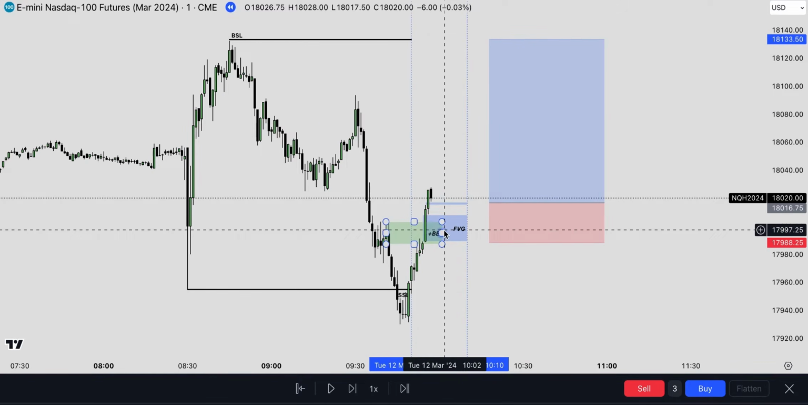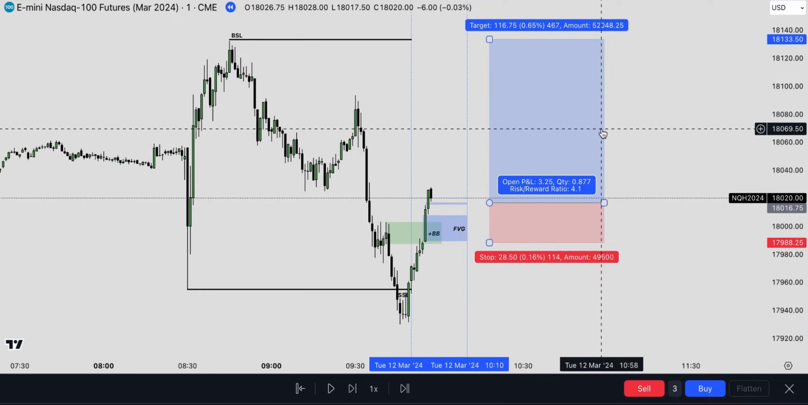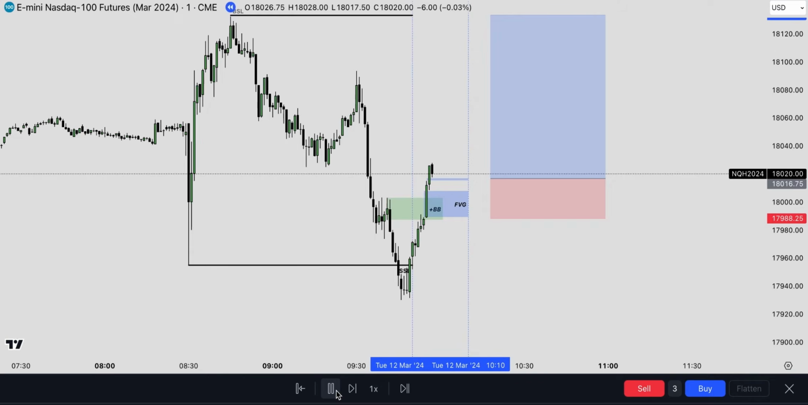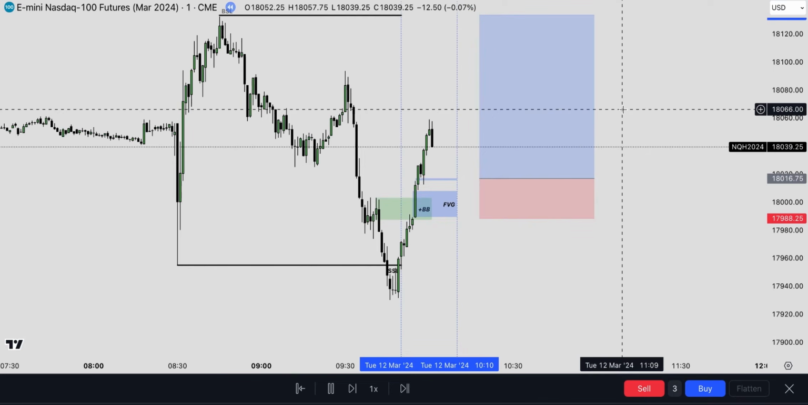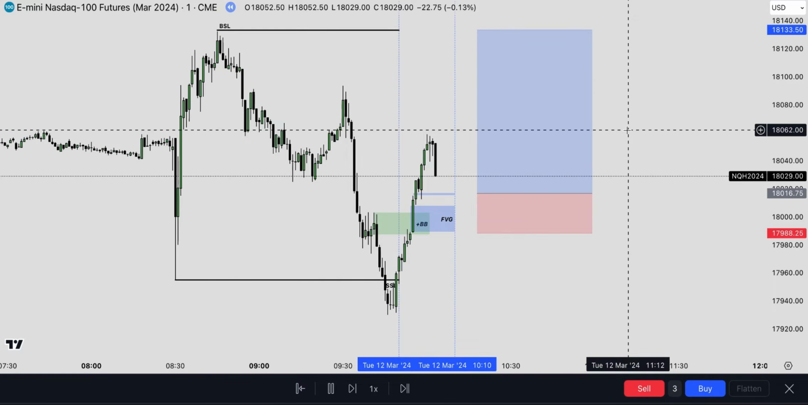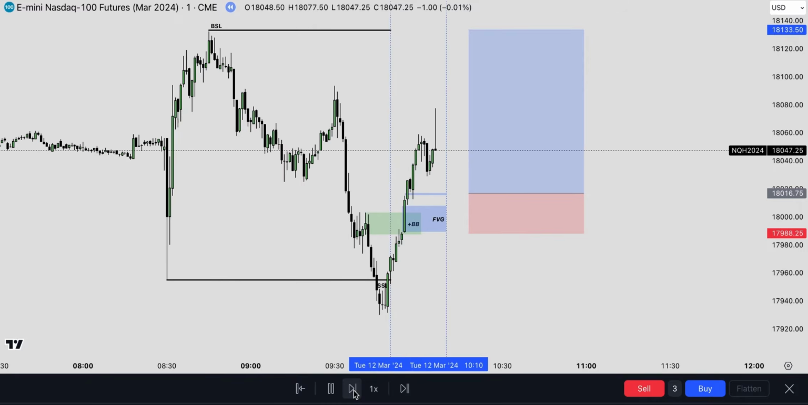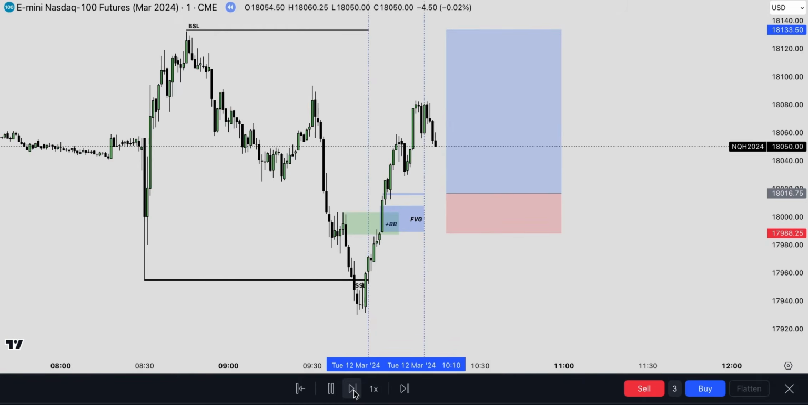So we want to enter usually between 9:50 and 10:10, and you don't want to be holding your position no later than 11 AM New York time. Let's wait and see if we get an entry here. Okay, so there you go, price would tap you in long. And let's see how this plays out, guys, okay? Just going to skip this forward.